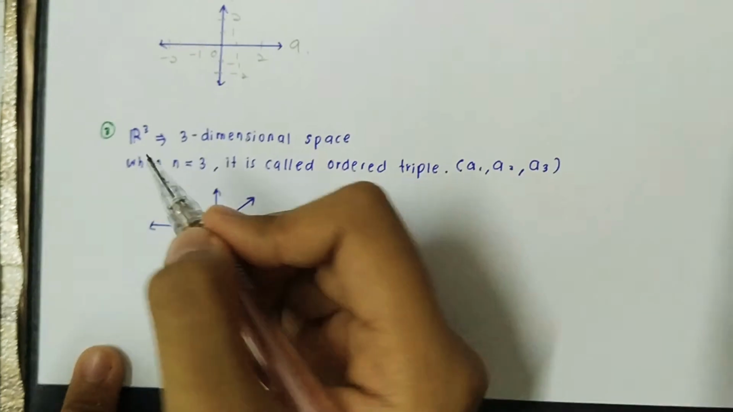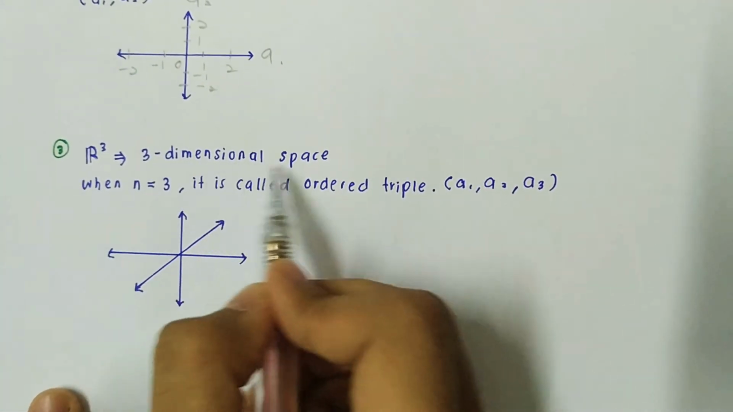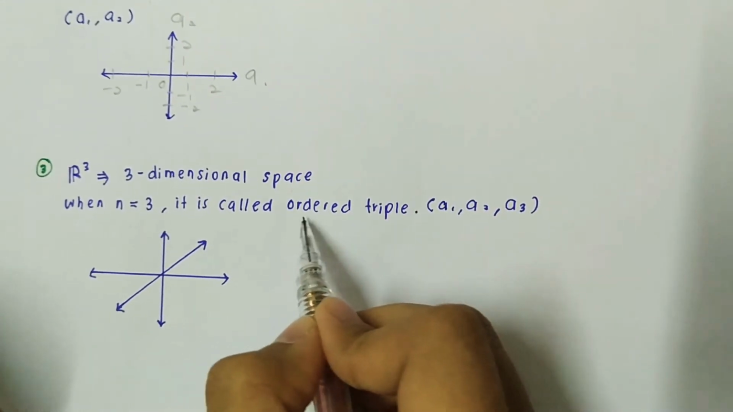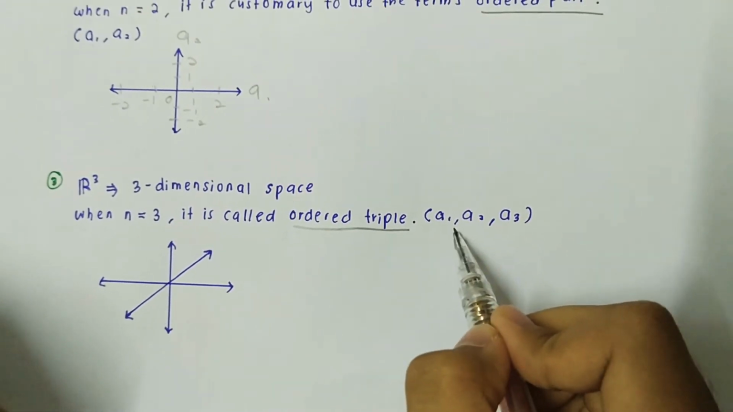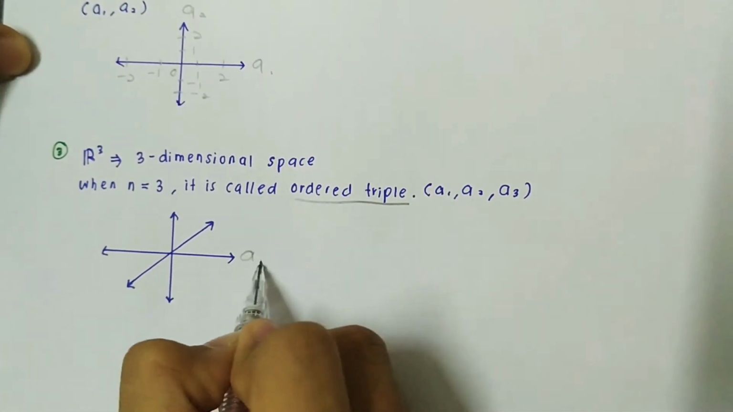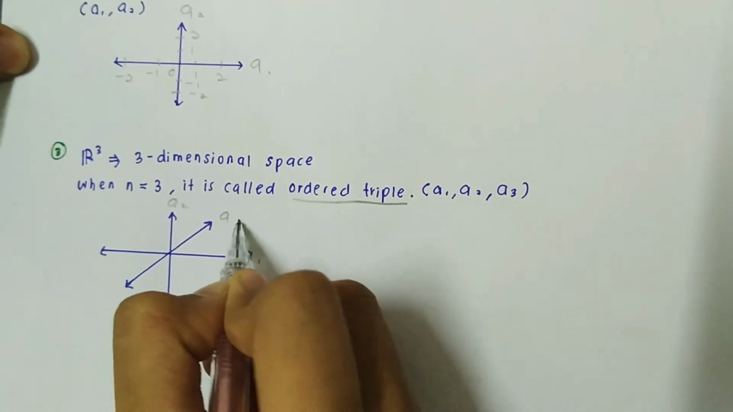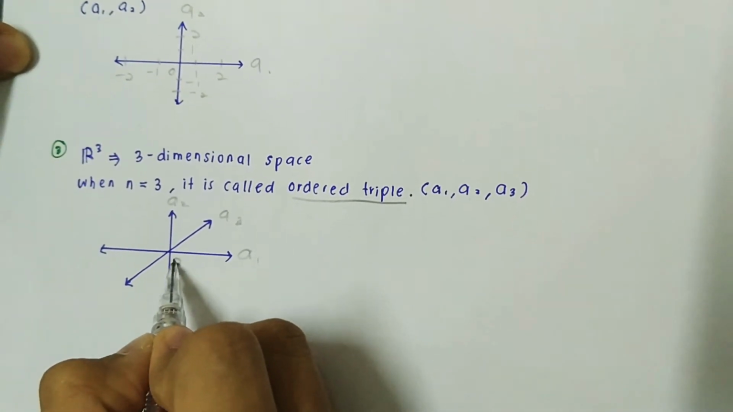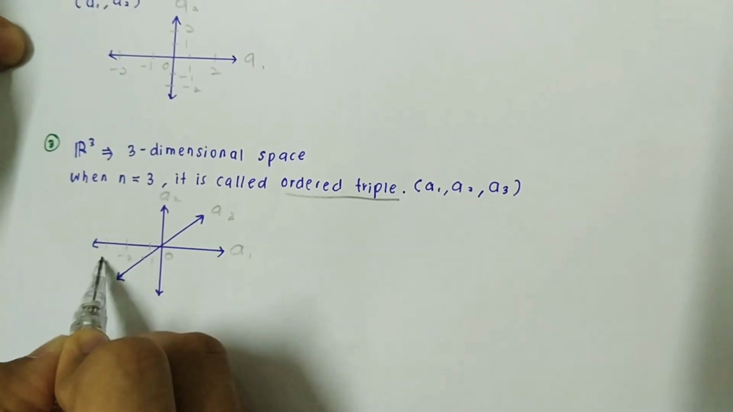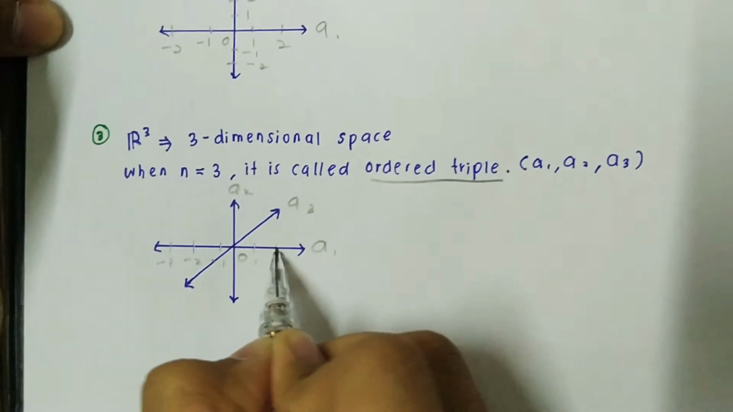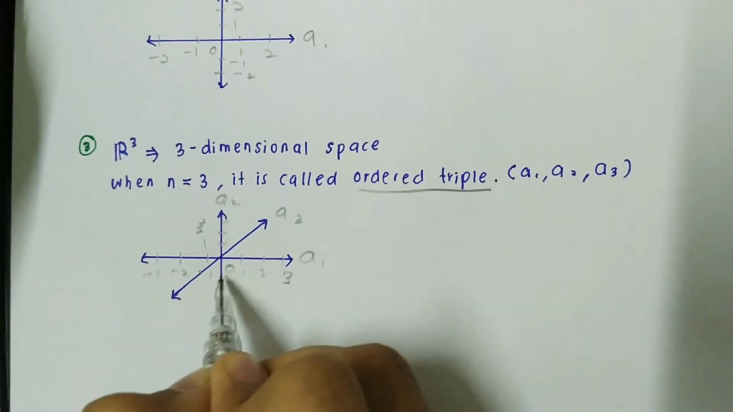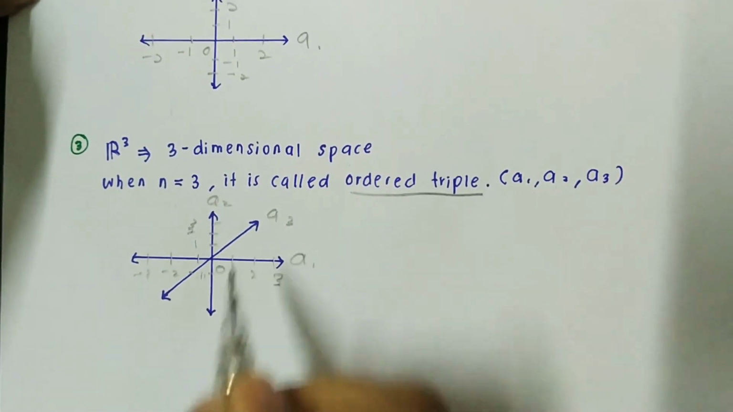Next is R3. It refers to three-dimensional space. When n equals 3, it is called an ordered triple. It is (a1, a2, a3). And this is a1, a2 and a3, and it is the origin. So we can put it like this. And so on.